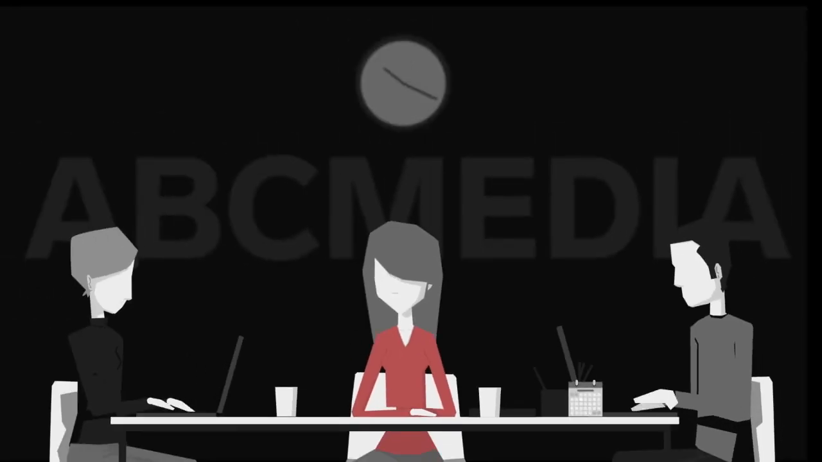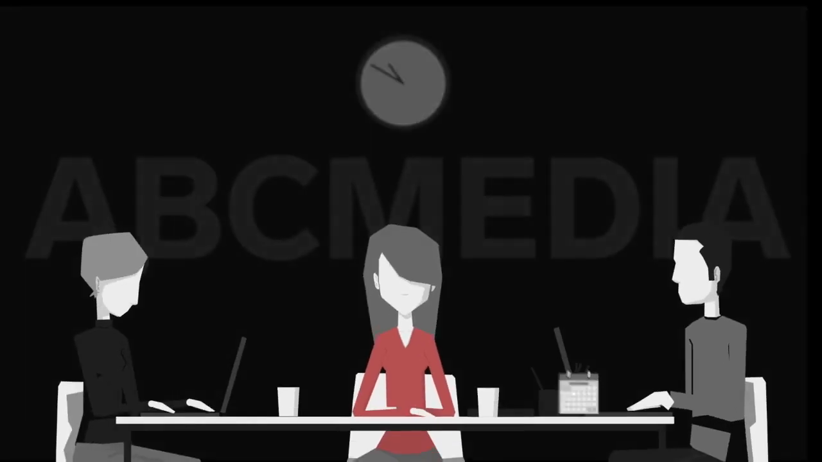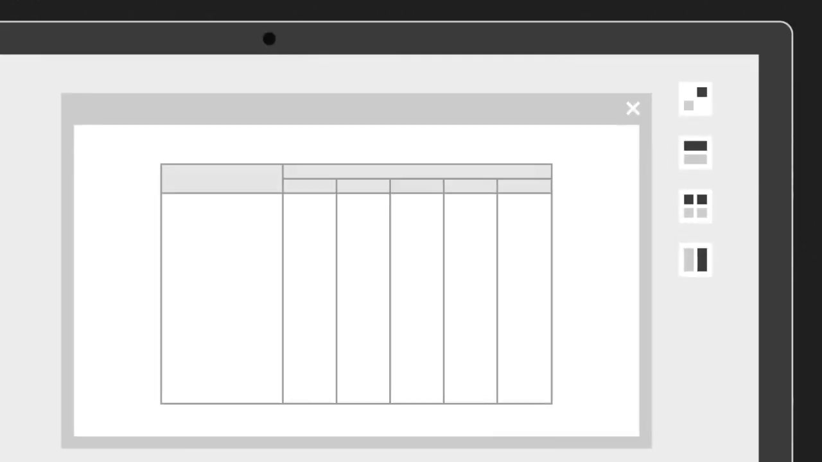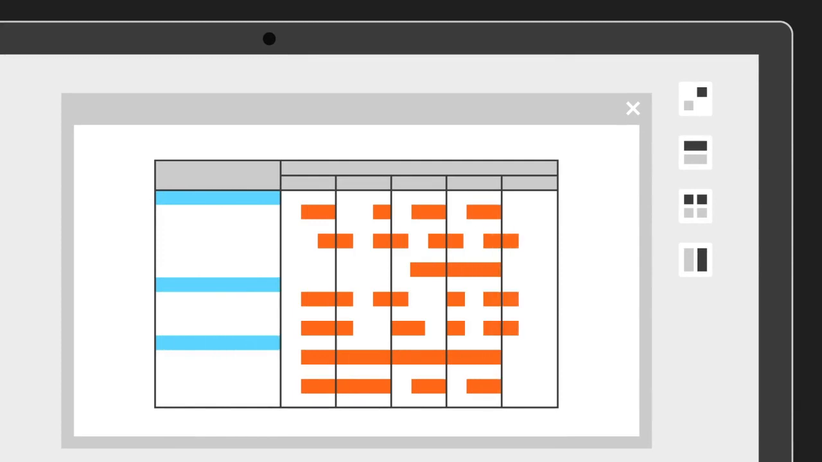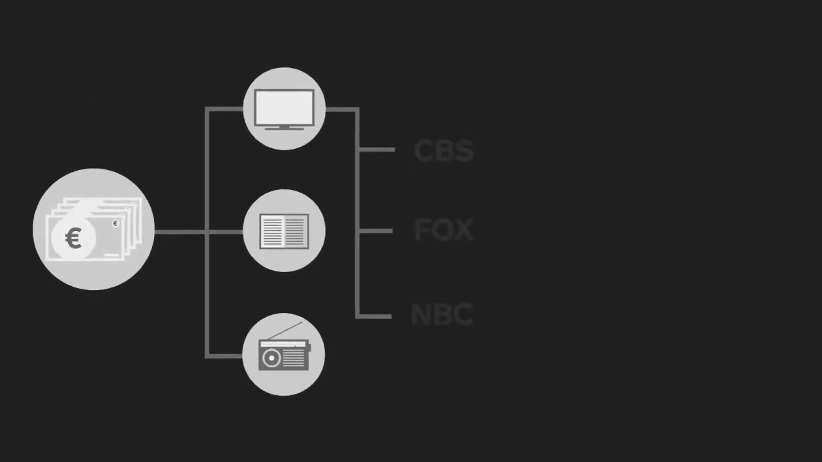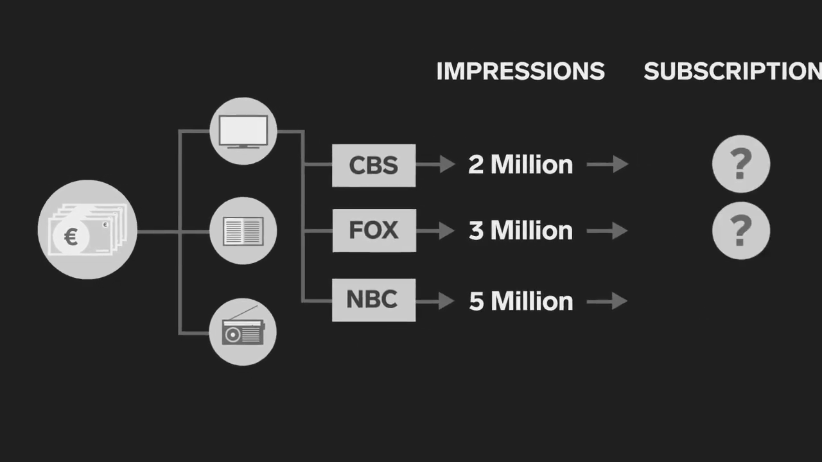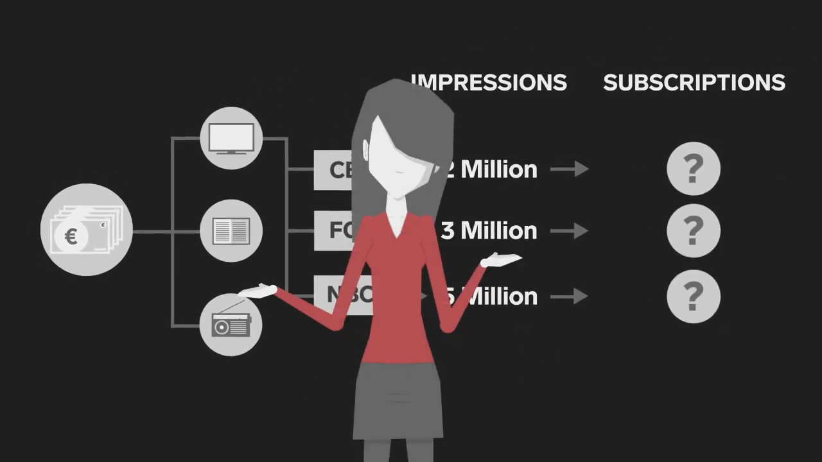She briefs her media agency on budgeting, and 2 weeks later gets a media plan back. She feels she has seen it before. Julia has no choice but to trust the plan, even though it's measured on impressions, which doesn't really tell her anything about her new subscription target.